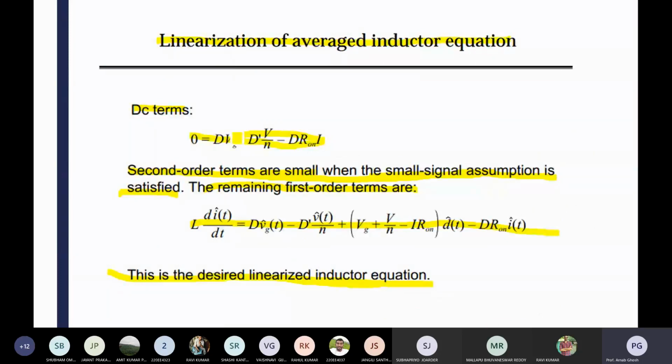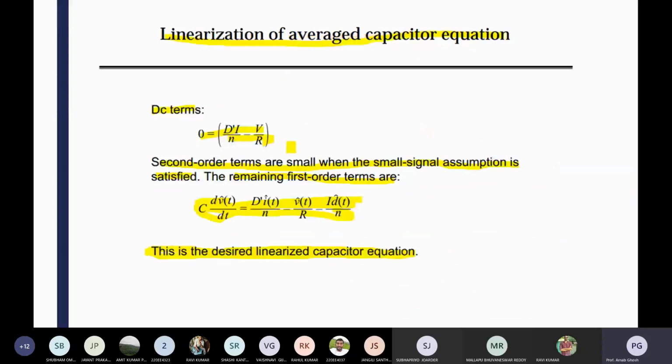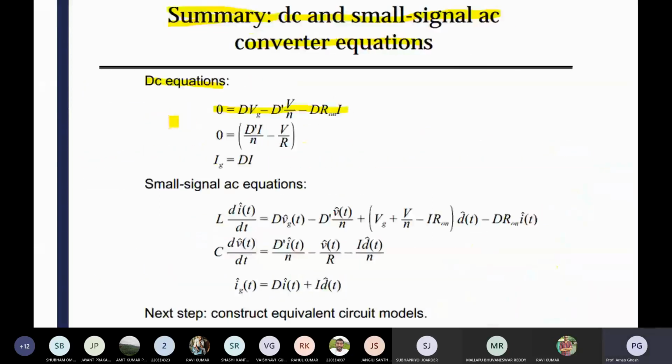It is coming from the inductor voltage expression. It's KVL, so you directly get the DC term from there. Then from the capacitor current expression you get this one, then the input current. Those are the DC terms, that means steady state values, so you can calculate all those things from these expressions.